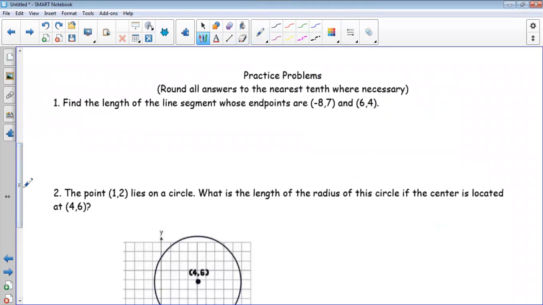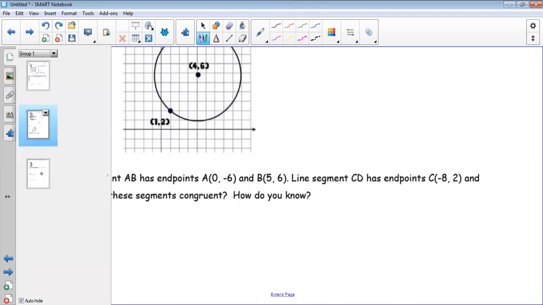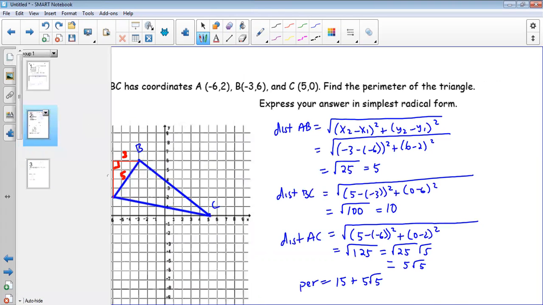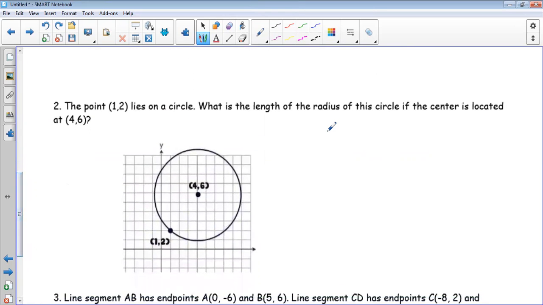Now, some different types of questions that can be asked are as follows. Find the length of the segment. Well, we've just been doing that the whole time. Let's go to number 2. Let's see what else we have here. And then we have another page after that. So 1 we know how to do. Number 2, the point 1, 2 lies on a circle. What is the length of the radius of the circle if the center is located at 4, 6? So to find the radius, you're just doing the distance between those 2 points using the distance formula.